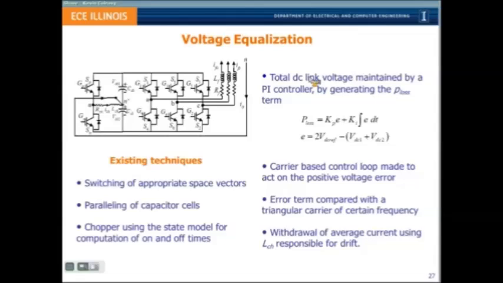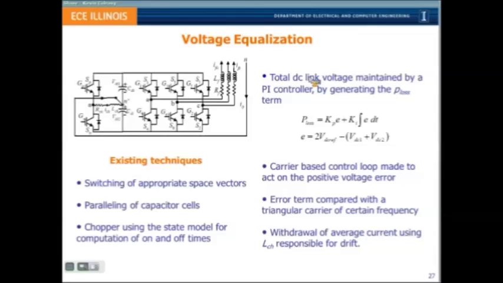The paralleling of capacitor cells is, if there are capacitors of different voltages, you just try to put them in parallel, because the final voltage equation is (C1 V1 + C2 V2)/(C1 + C2). Which means that if C1 and C2 are the same, they would be regulated to half of the total voltage. So the purpose is achieved, but it results in huge current, because when you parallelize capacitors, the transient current is quite huge. There are some other models using the chopper, but the computation is quite involved because it uses a state model for all the computation.